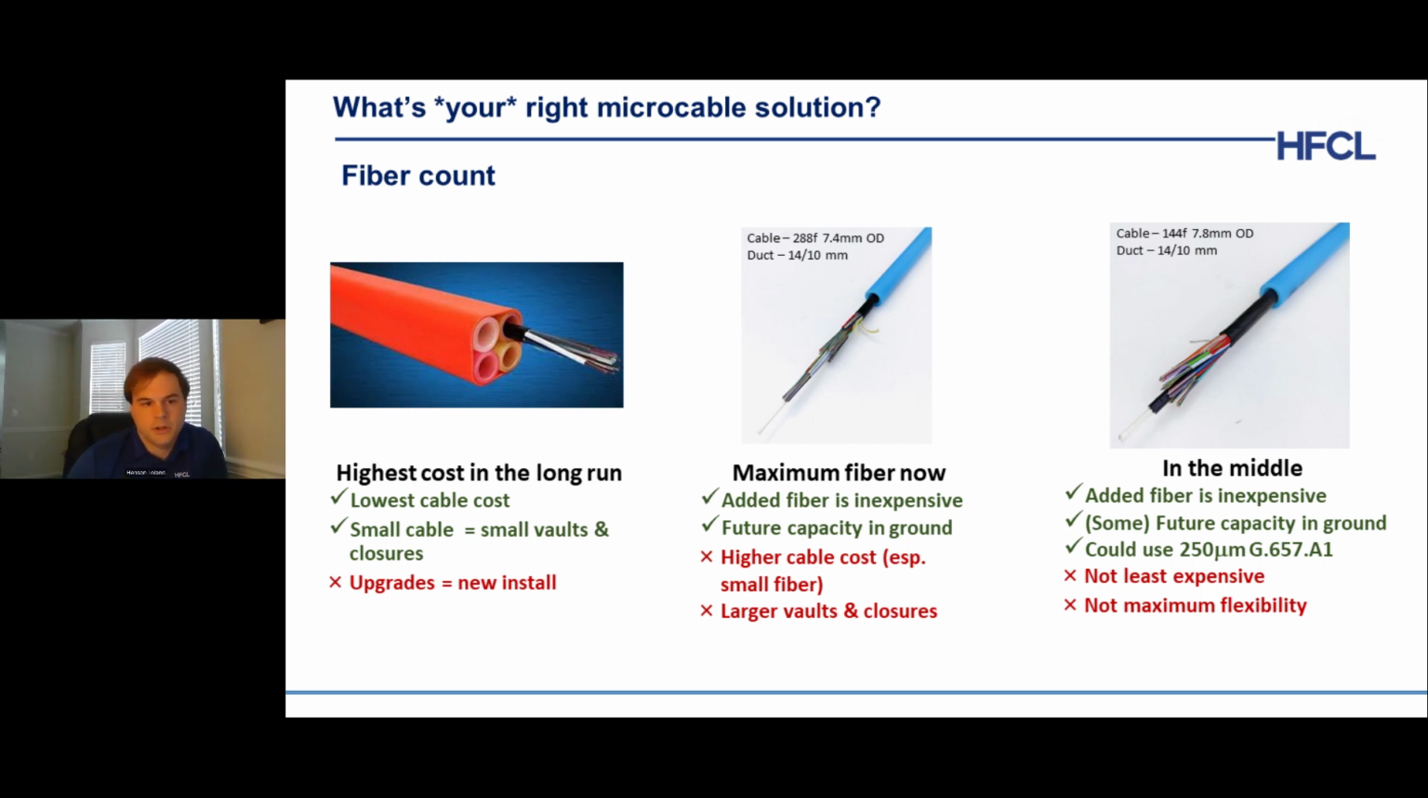And so some of the pictures that I have here, the middle one is a 288 fiber cable inside of a 1410 duct, a 7.4 millimeter cable diameter. And then the right picture here is half the fiber count, but at a 7.8 millimeter cable diameter, also carrying the same duct size, but you can see how there's a little bit of a difference there in terms of capacity that can be utilized.